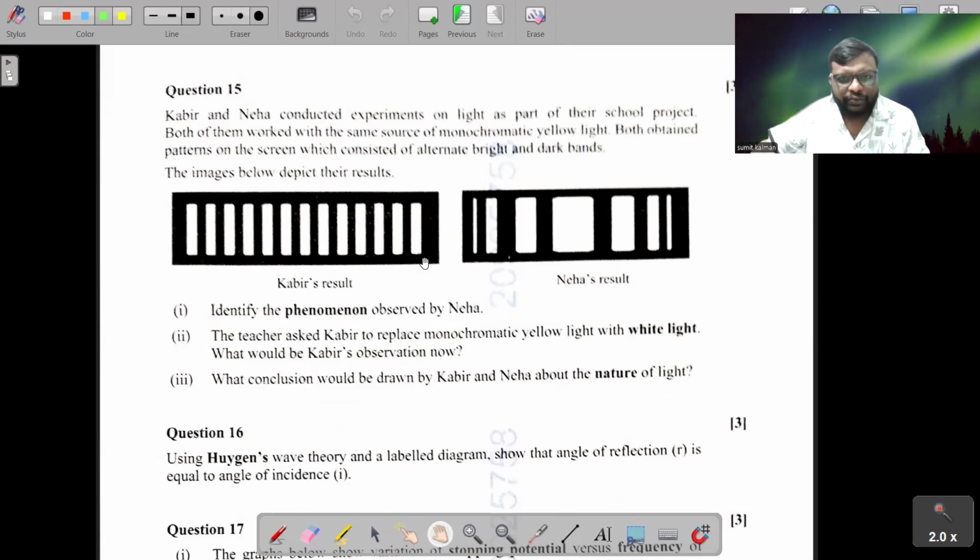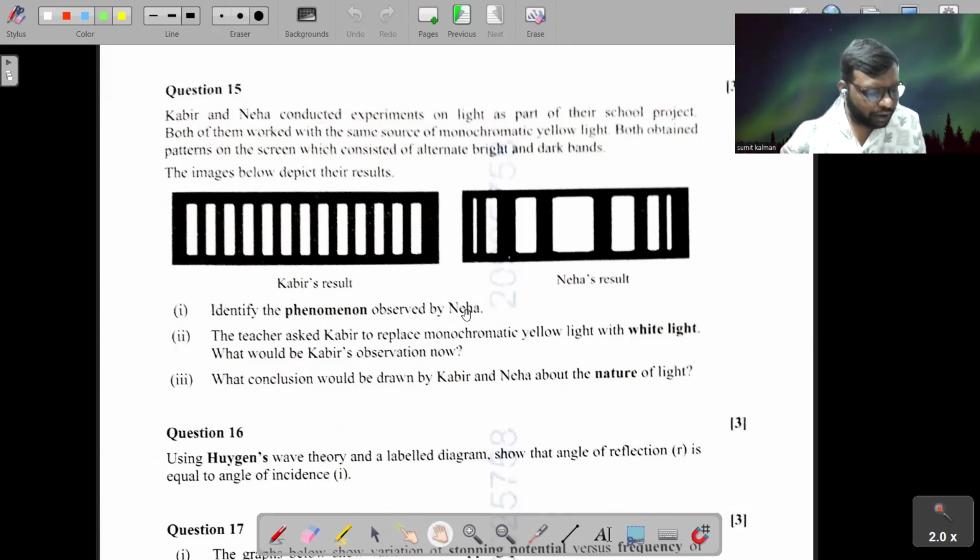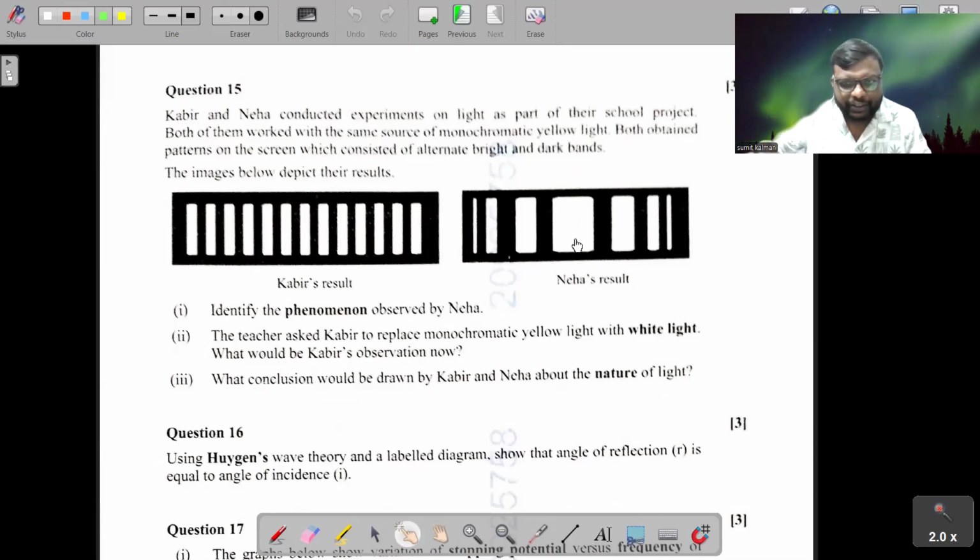As you can see, this is the result of Kabir and this is the result of Neha. In the first part, they are asking to identify the phenomenon observed by Neha. So students, if you carefully observe Neha's result, you will find that Neha's pattern consists of a central bright band, which is wider, and side bands are narrower. And students, it is a characteristic of diffraction of light.